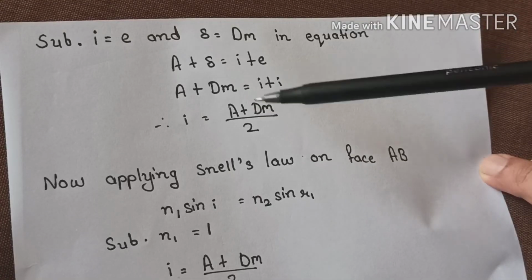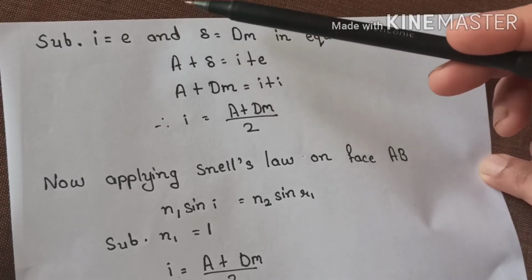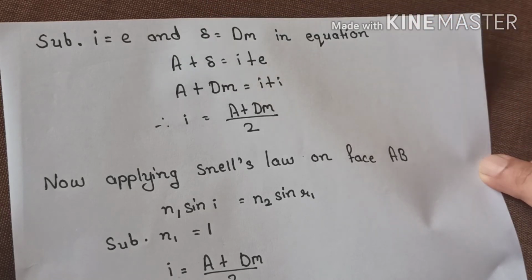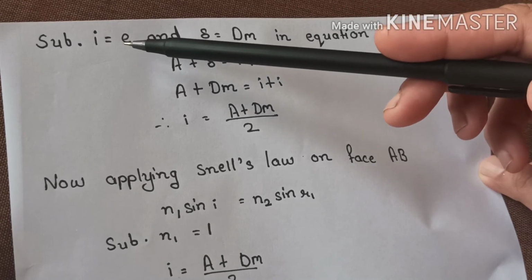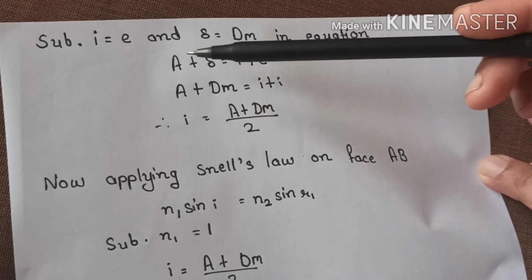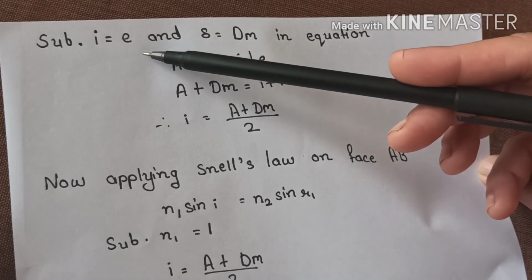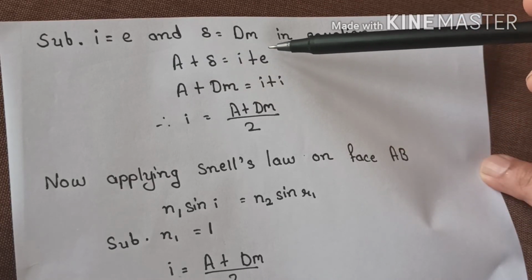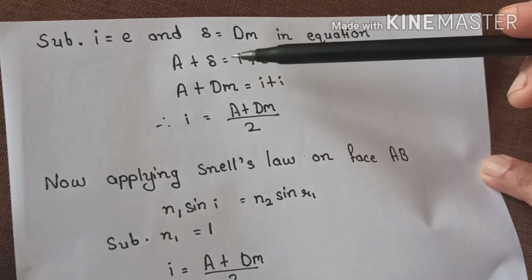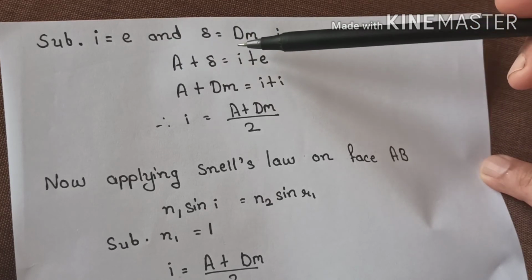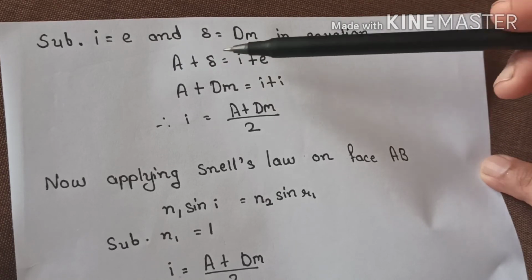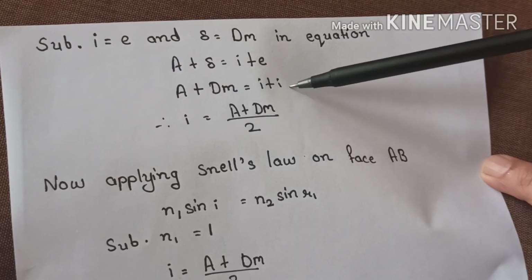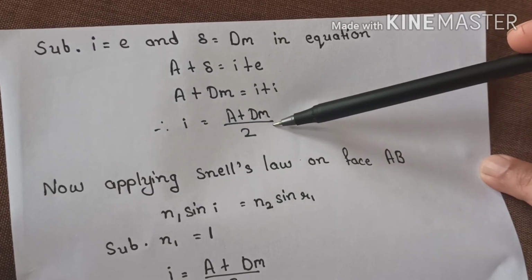Now, one more substitution. If the angle of emergence is exactly equal to the angle of incidence, then in that case you will have a minimum deviation, that is dm. We have a specific notation for the minimum deviation angle, that is dm. So put I equal to E and delta equal to dm. You will come to this expression: I is equal to (A plus dm) by 2.